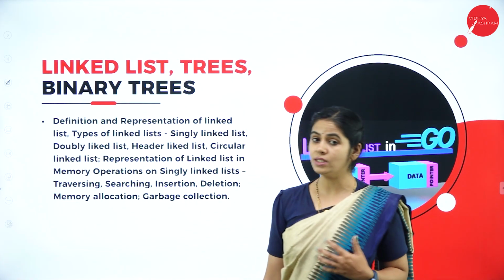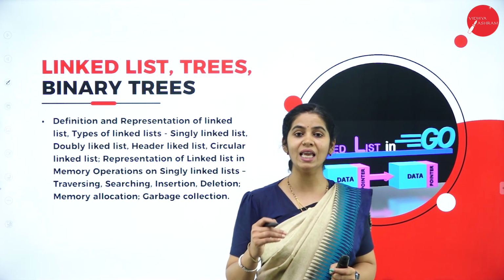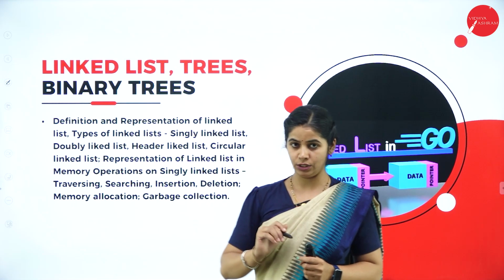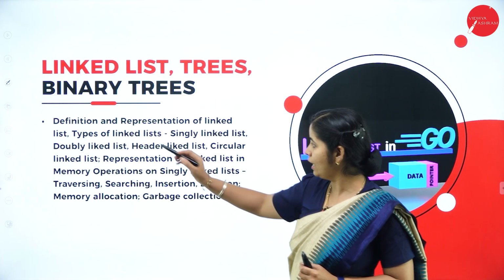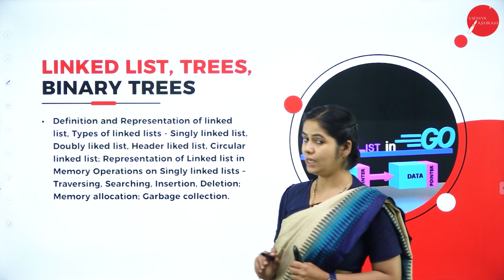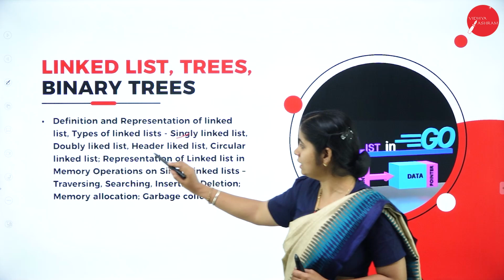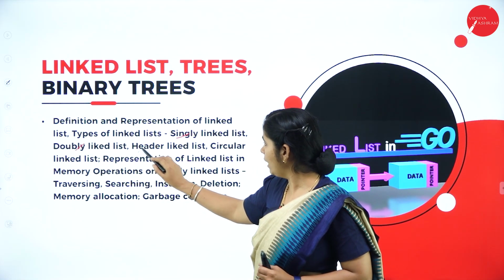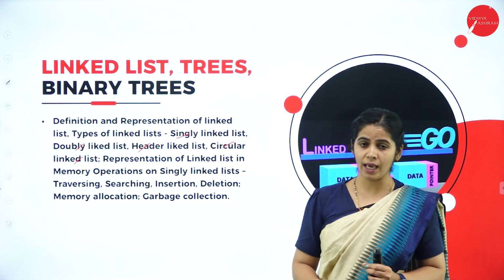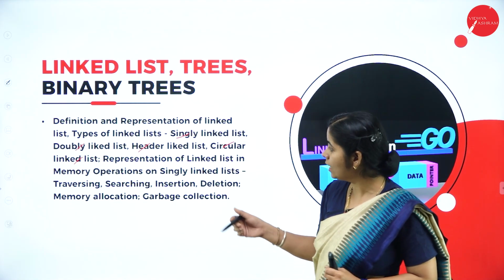Next, see in the unit 3 what we are going to cover. We are going to discuss one more very important type of data structure, that is linked list. What is linked list? Definition and a representation of the linked list. Type of the linked list. Again in the type of the linked list we come across single linked list, double linked list, header linked list, circular linked list. These are all different types of linked list we are going to discuss.